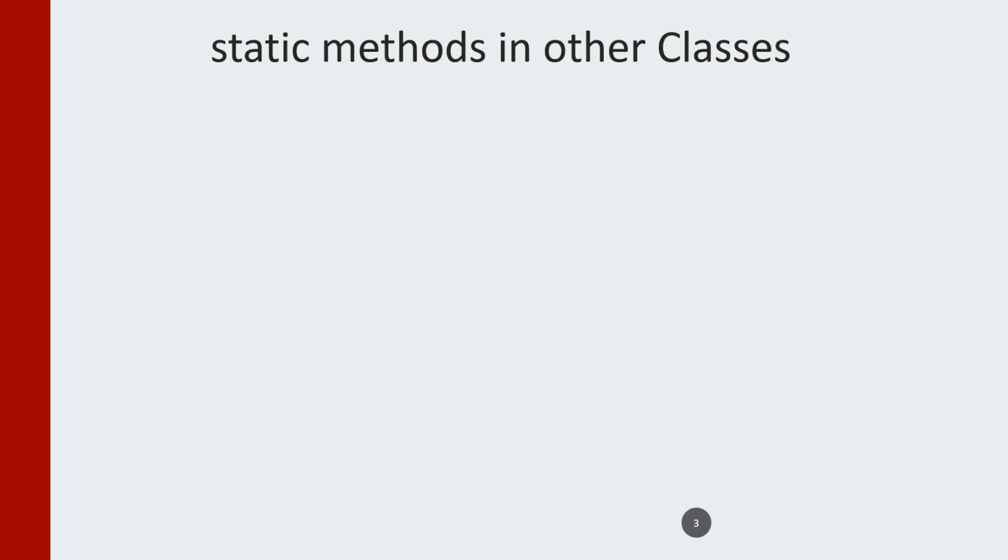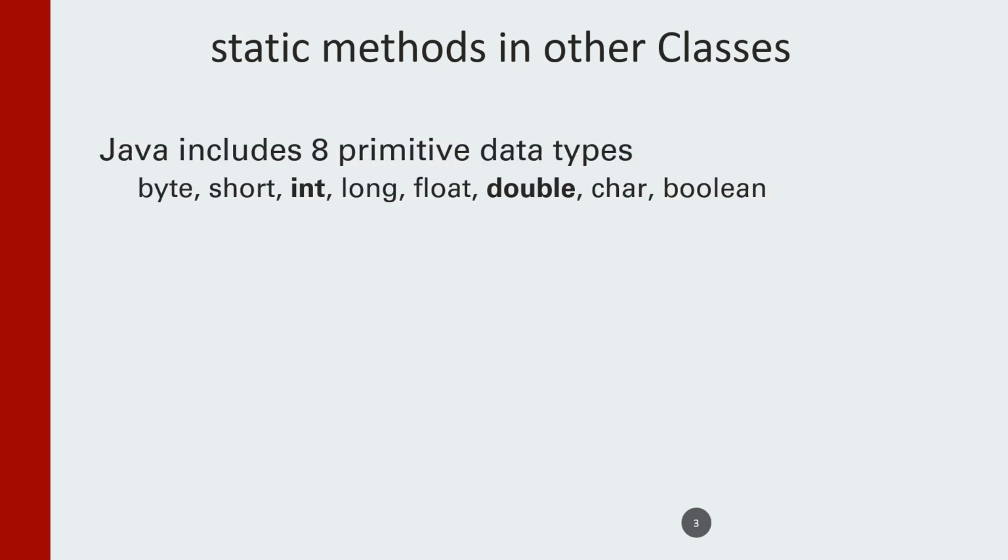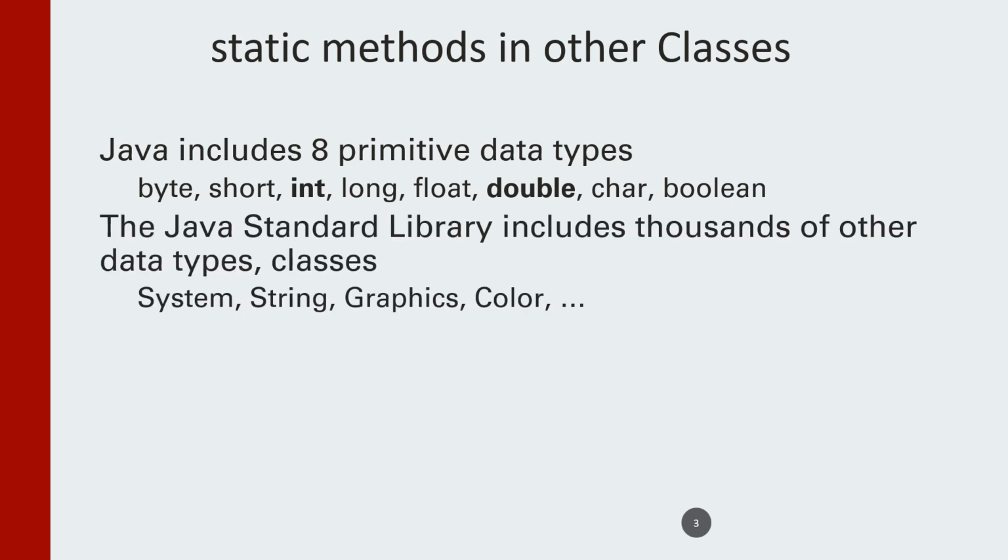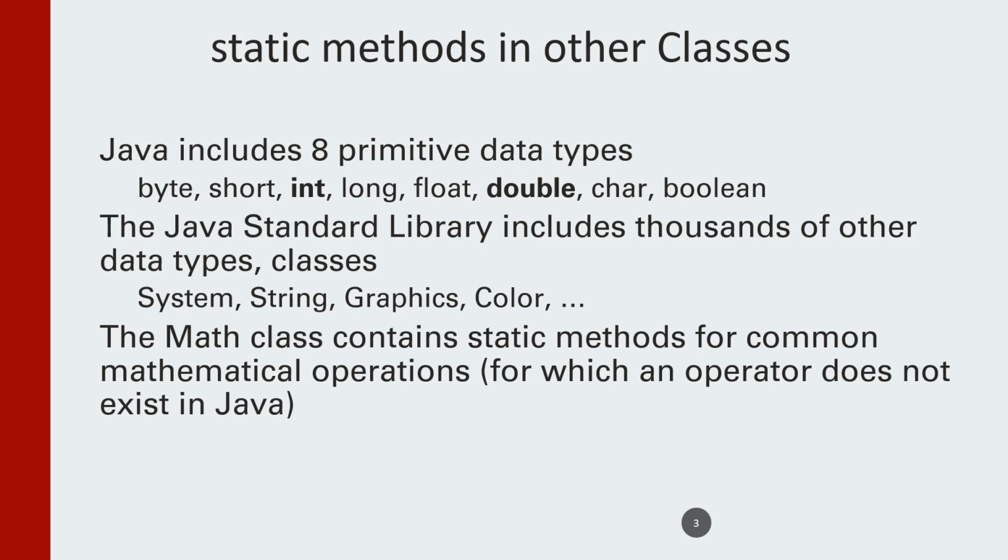Static methods in other classes. As we have seen before, Java includes a variety of primitive data types: byte, short, int, long, float, double, char, and boolean. And we've talked about some of these data types previously. On top of that, the Java standard library includes thousands of other data types and classes. So things like System, which we've seen already with System.out.println, String, we've seen that before. There's many, many more. The math class in particular contains static methods for common mathematical operations for which an operator does not exist in Java.